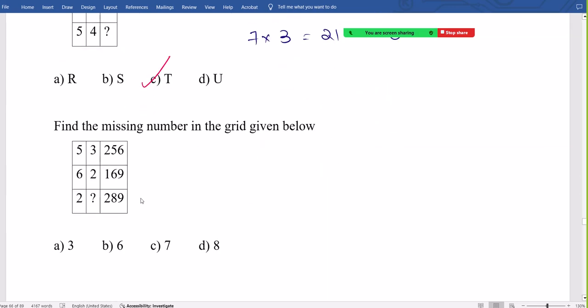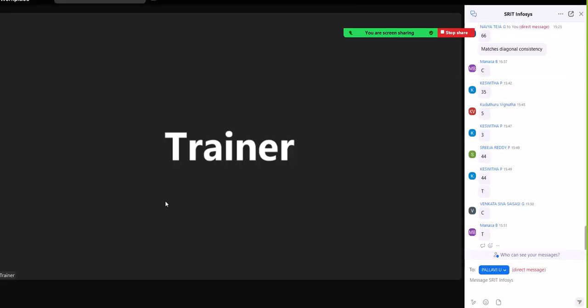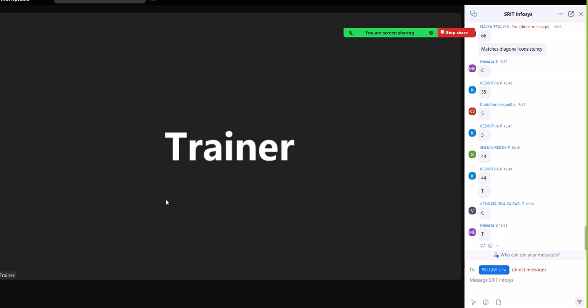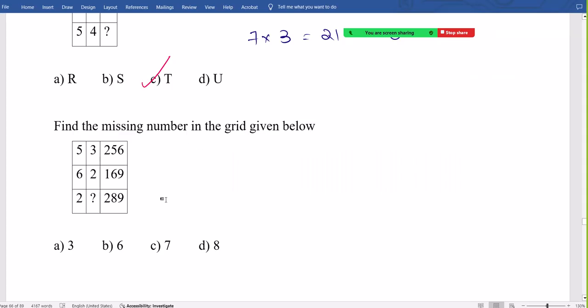Next one. I believe everyone can solve this question easily. A previous one, option C or letter T is the answer. Very good. Venkateshivasai is C. Good. Manasa good. Keshwita good. Now what about this question? We want more students to respond.